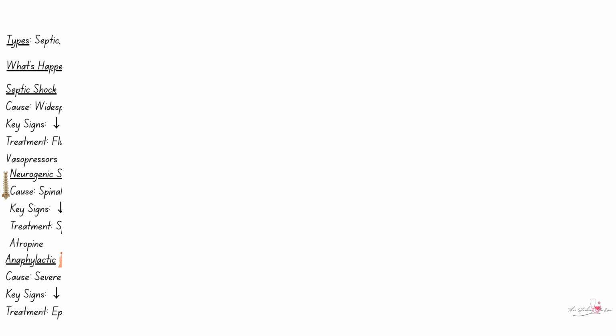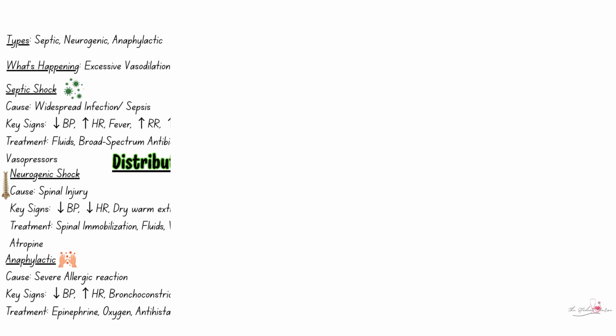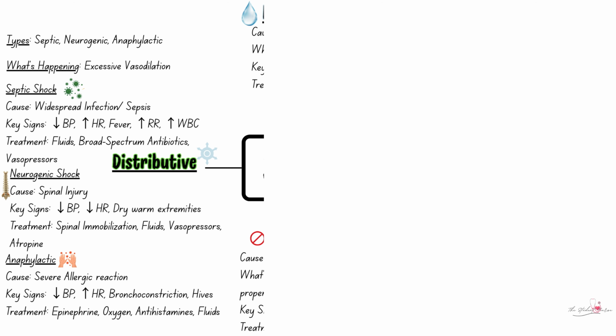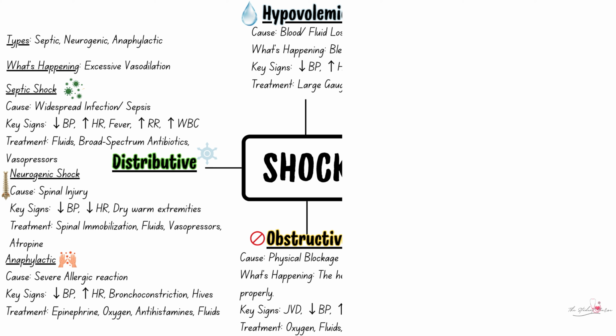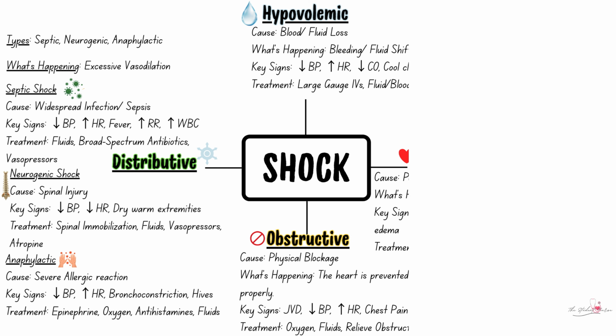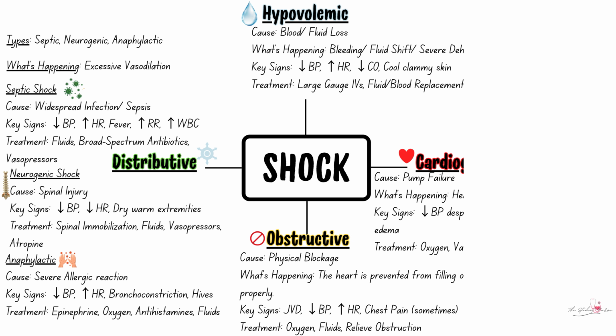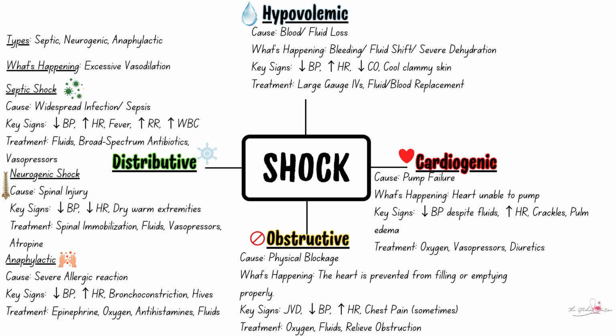Now that we've gone through each type, let's look at shock as a whole. Shock is a state of inadequate tissue perfusion, meaning organs are not getting enough oxygenated blood. While the causes differ, the end result is the same: cellular hypoxia and organ failure if not corrected. Understanding the mechanism behind each type allows you to recognize shock early and choose the correct intervention. Remember, different causes, different treatments, but the same goal every time: restore perfusion and protect vital organs. This is how nurses think through shock.